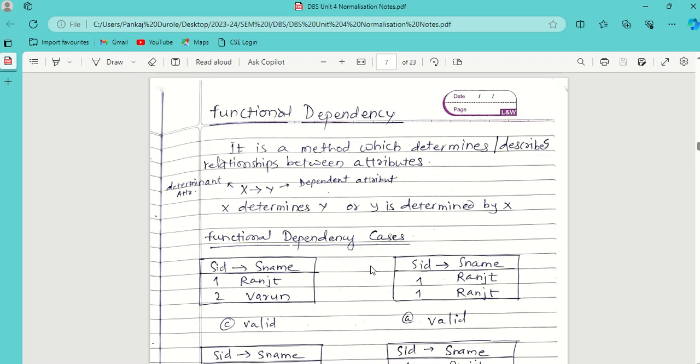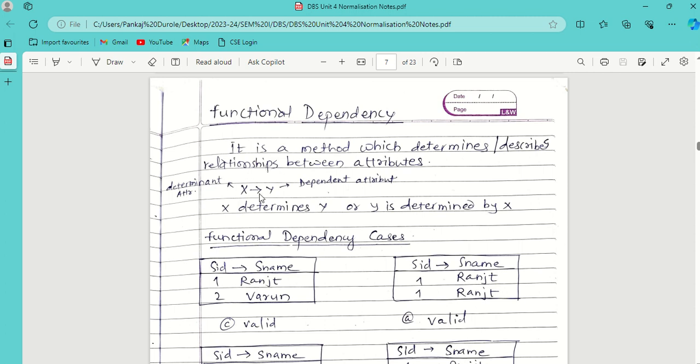When we are doing normalization, functional dependencies are important to understand. It is a method which determines the relationship between attributes. And because of functional dependency, it becomes possible to understand how one column is related to another column.